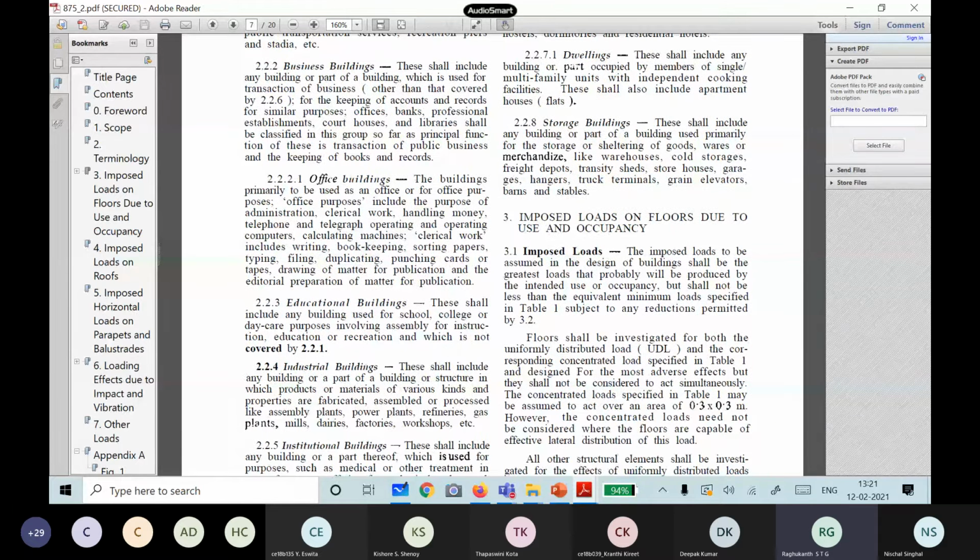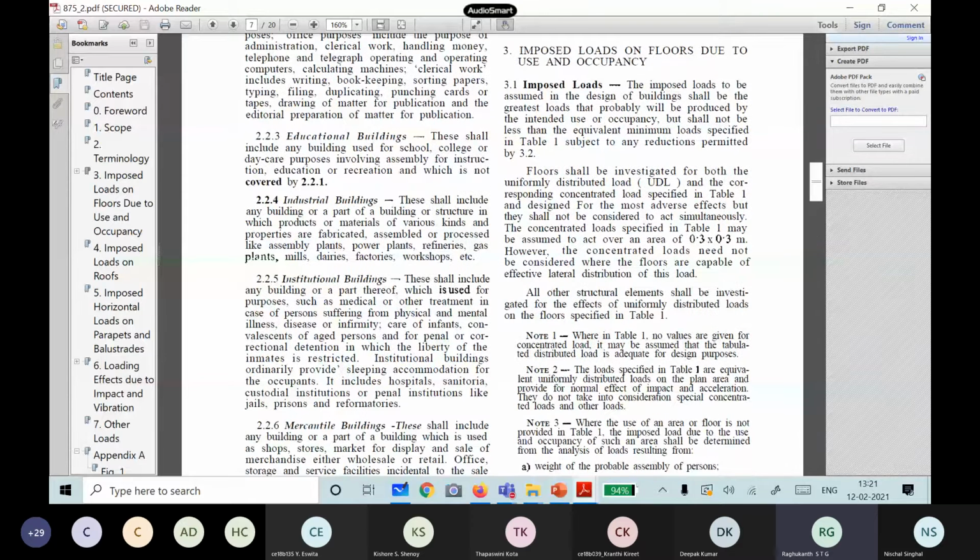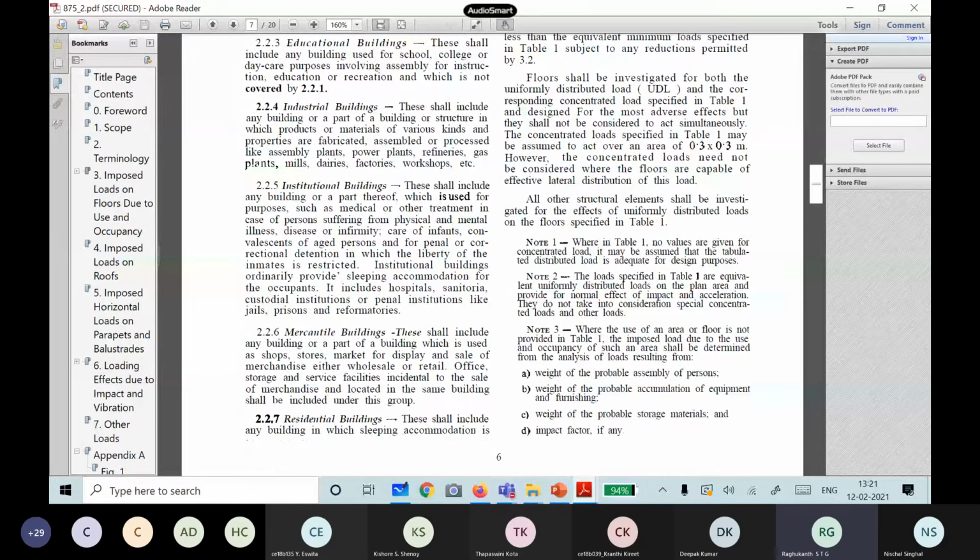Then we have educational buildings. Educational building means schools, colleges, like our IITs, your classrooms, they are all under educational buildings. Then we have industrial buildings also: power plants, refineries, factories and others. Then we have institutional buildings. These are for medical or other treatment, like hospitals, and custodial institutions like jails and prisons. They come under institutional buildings. Then we have mercantile buildings.